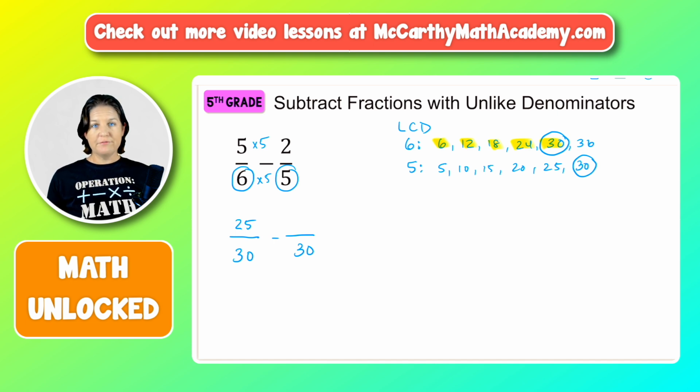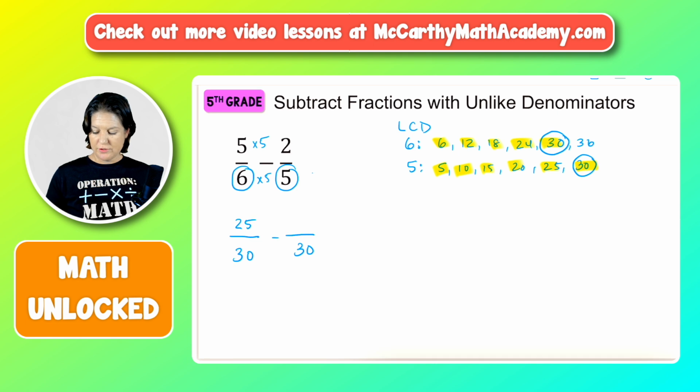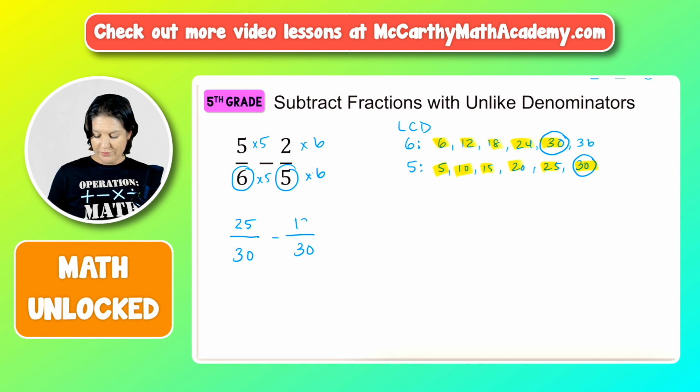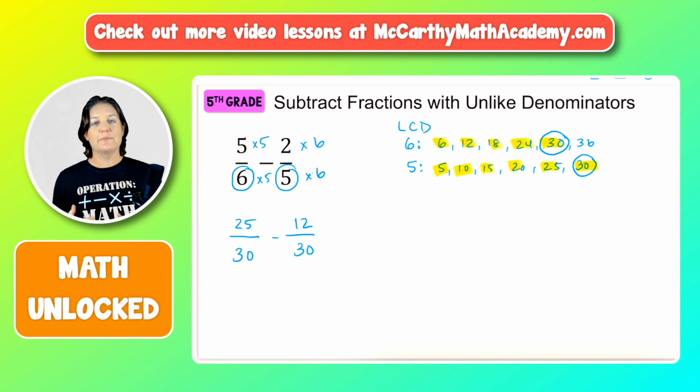All right, now for 5. How did we get from 5 to 30? We counted by 1, 2, 3, 4, 5, 6 fives. So we multiplied by 6. Same on the bottom, same on the top. 2 times 6 is 12. And now our denominators are matching.